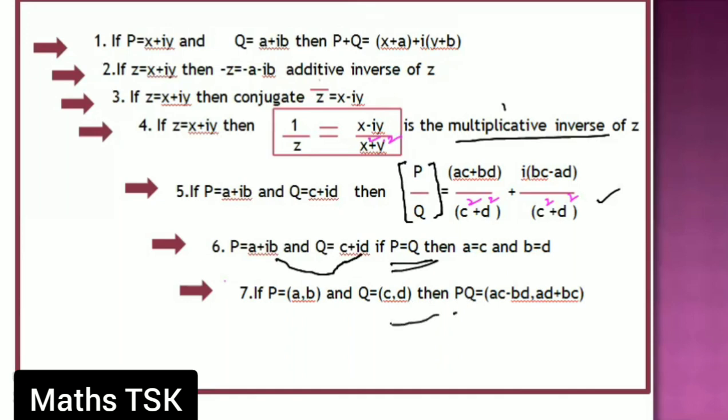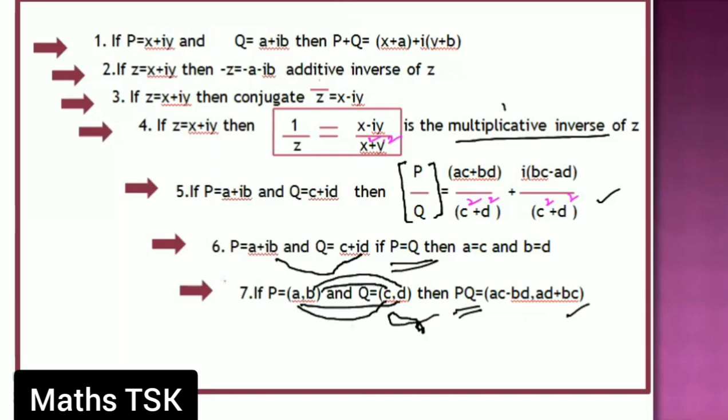If p is equal to a comma b and q is equal to c comma d, then the product pq is equal to ac minus bd comma ad plus bc. Product, that is a into c is real. ib into id becomes minus i square bd, that becomes minus bd, and the remaining terms ad is imaginary, bc is imaginary, so that becomes ad plus bc. Okay, so there is a way of doing this.